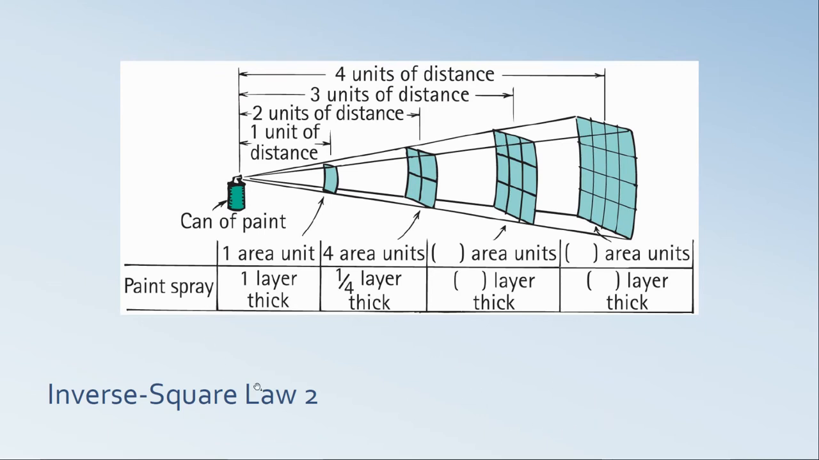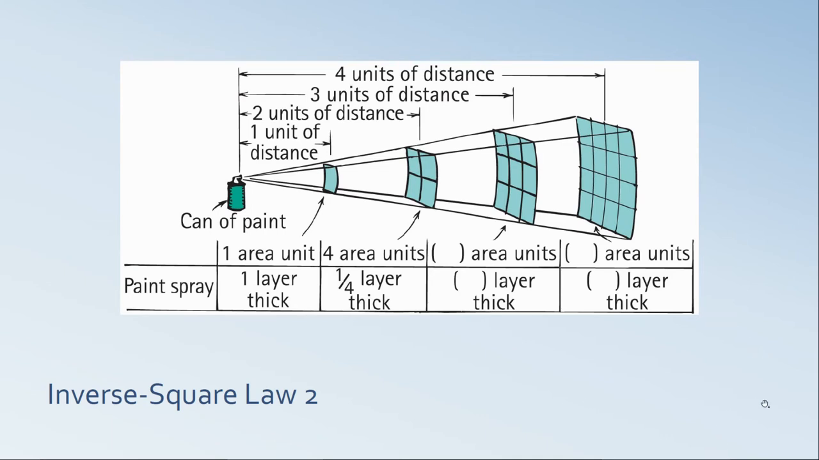Okay. And then if we go to 3 units of distance, what do you think we would get here? How many units would the paint cover, and how thick would our layer be? Well, at 3 units of distance, our paint would cover 9 area units, and we would take that distance 3, square it, get 9, and our layer would only be 1/9 as thick.